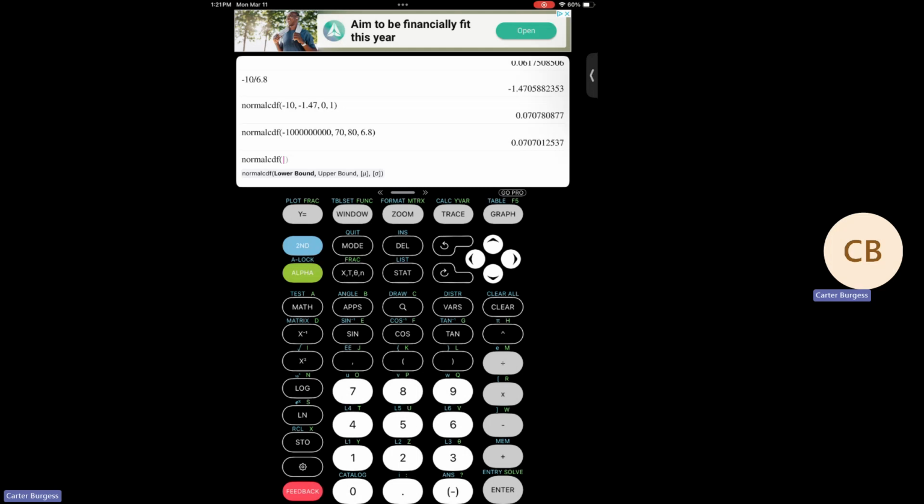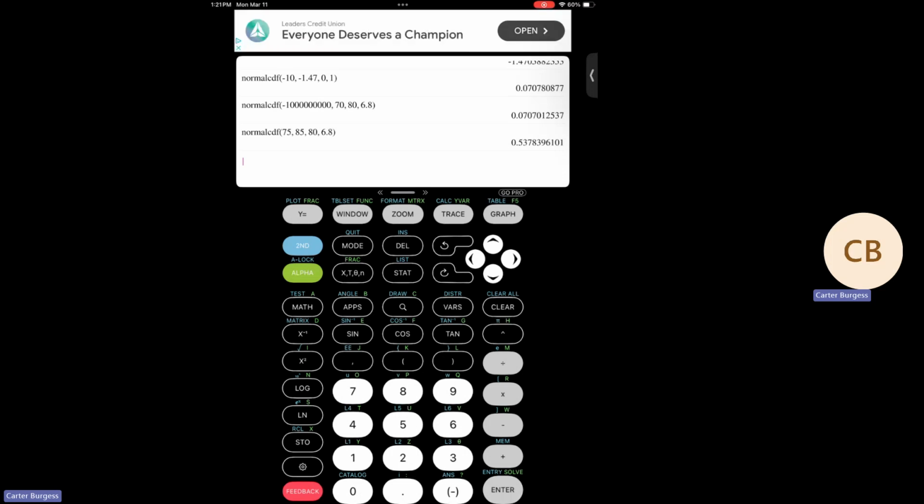What would my lower bound be? 75. What would my upper bound be? What's my unadjusted mean and my standard deviation? And we get apparently about 53.78% of the data falls between those two values.